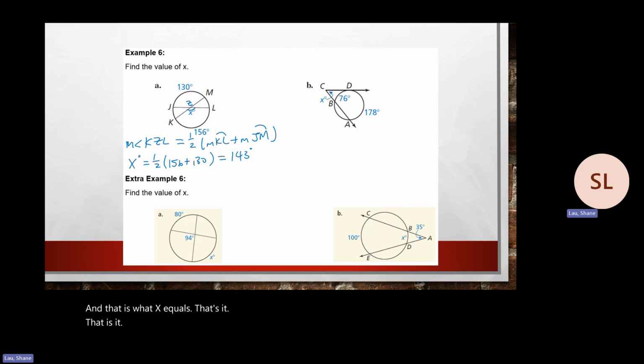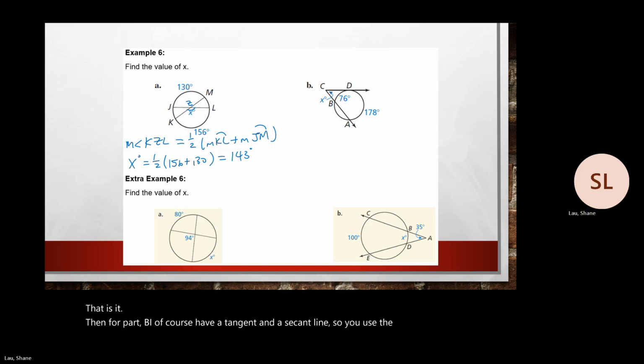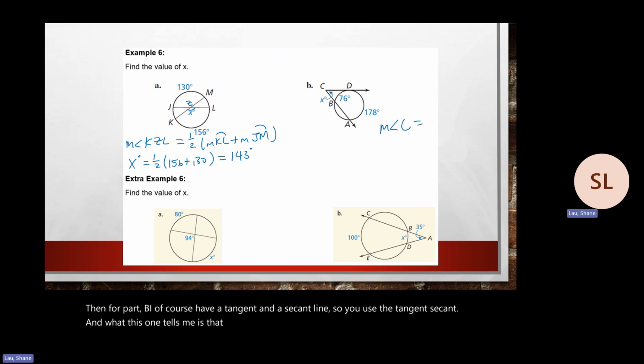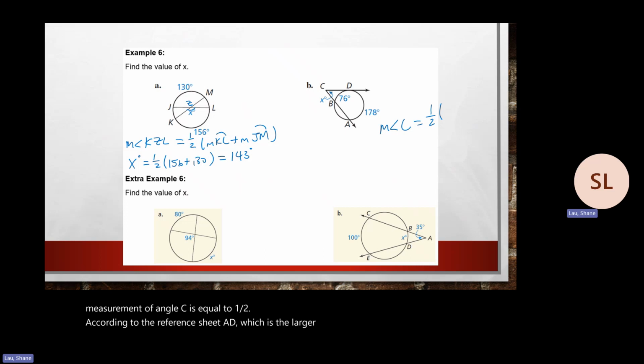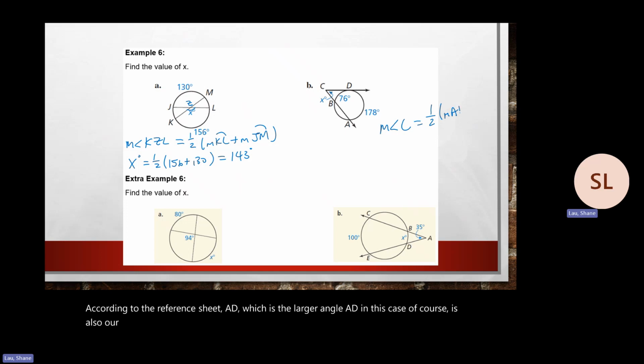And for part B, I of course have a tangent and a secant line, so I have to use the tangent and secant theorem. What this one tells me is that measurement of angle C, right? C is the outside angle. Measurement of angle C is equal to 1/2 times, according to the reference sheet, AD, which is the larger arc. AD in this case is also our larger arc, so measurement of AD. Not plus, it's a minus. My mistake. It should be minus.